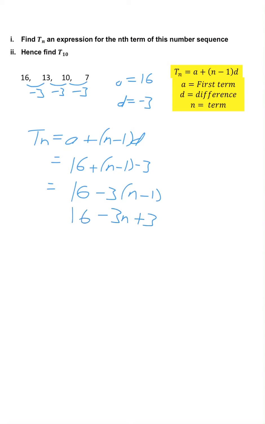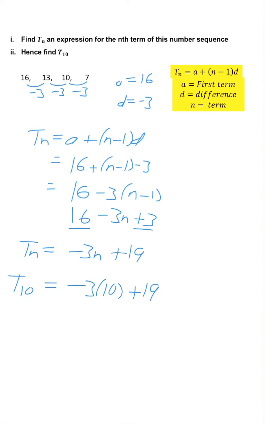Then the 16. So Tn is equal to minus 3n, and 16 plus 3 is plus 19. And that's the nth term of that sequence. Then if I want to find the 10th term, T10, I sub in 10 instead of n. So minus 3 times 10 plus 19, and that is minus 11.